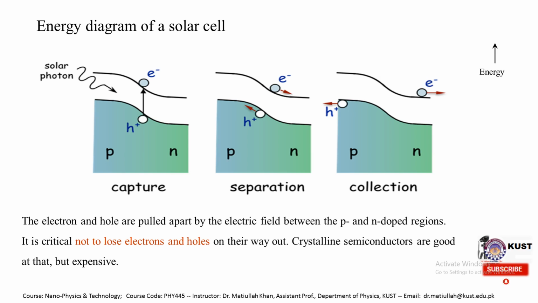So the electron and hole are pulled apart by the electric field between the p and n doped regions. Both of the charges which are created are pulled, and as a result of this migration of charges, we create a current. It is critical not to lose the electron and hole on their way out. Crystalline semiconductors are good at that, but expensive.